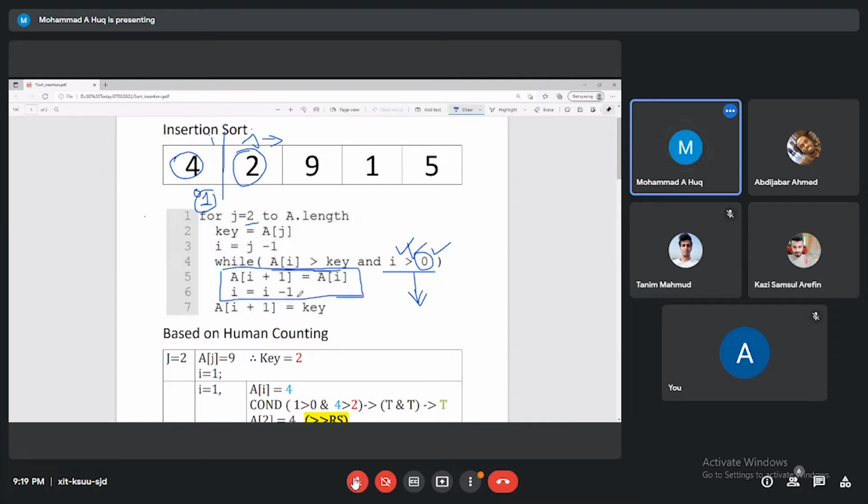And on the very last step, we will just copy the value of the key into the vacant position. Okay, see how it goes.